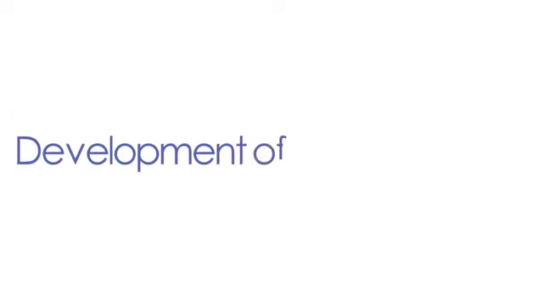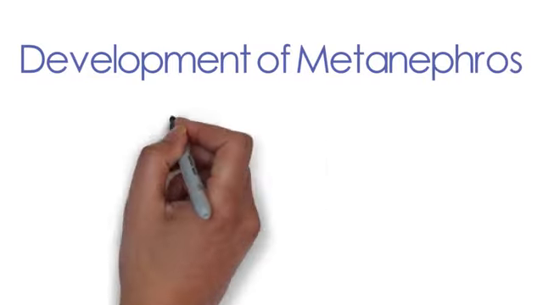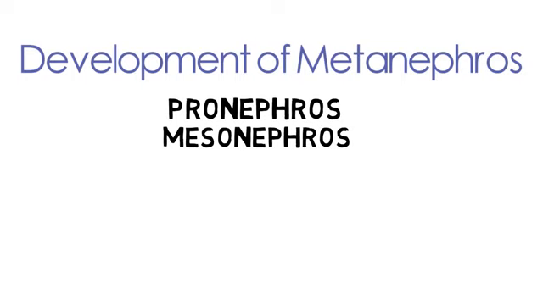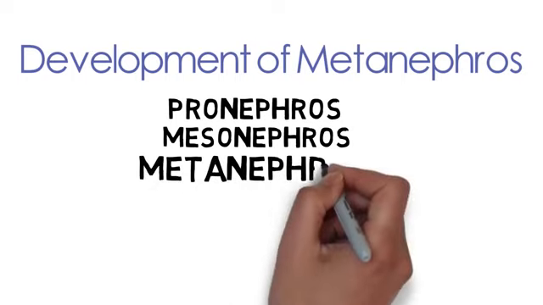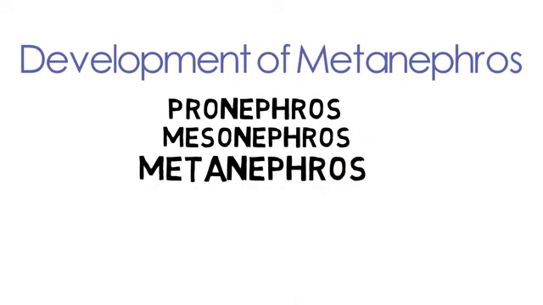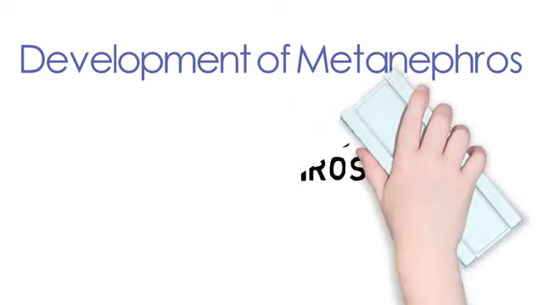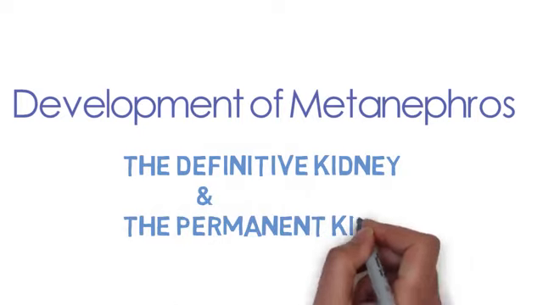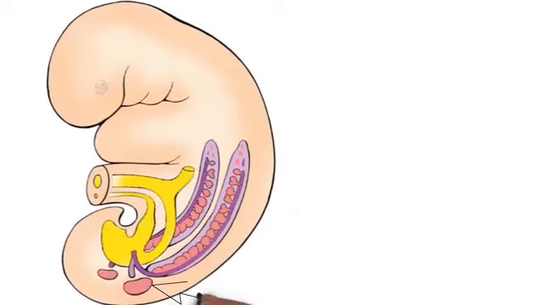Bismillahirrahmanirrahim. The development of kidney involves three kidney systems. Number one is pronephros, number two is mesonephros, and the third and last one is metanephros. Metanephros is the topic of discussion in this illustration video. Metanephros are the definitive and permanent kidneys.